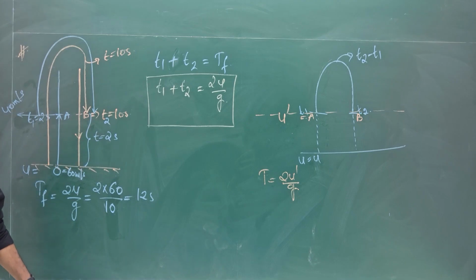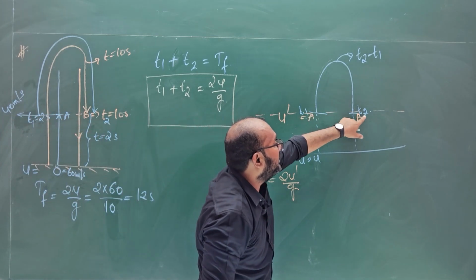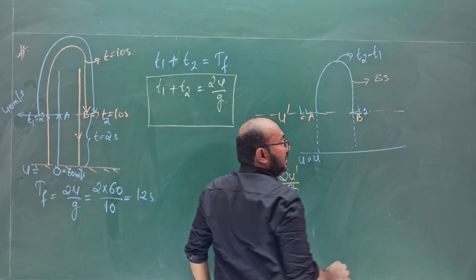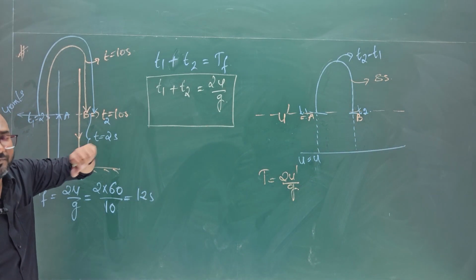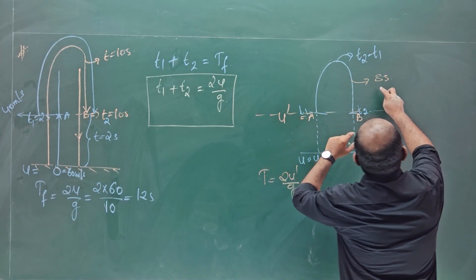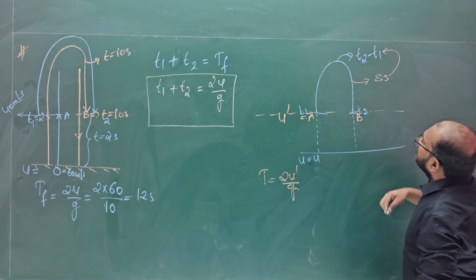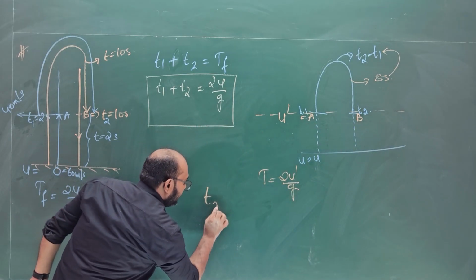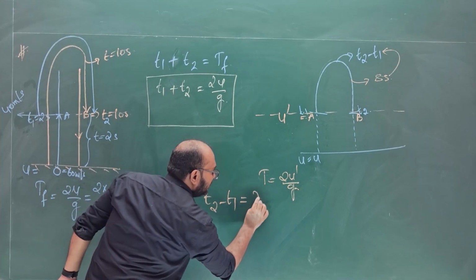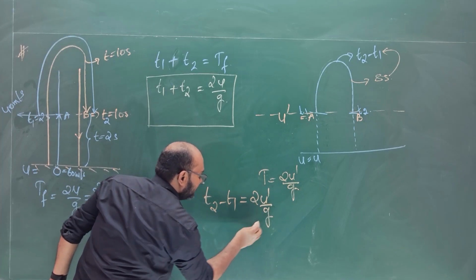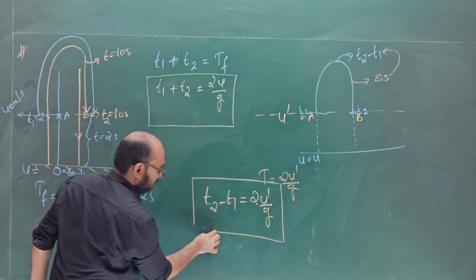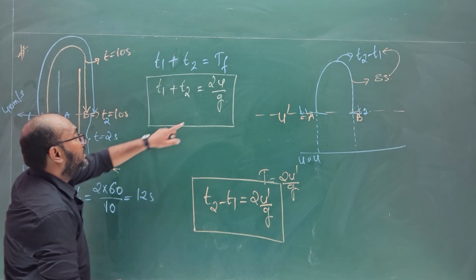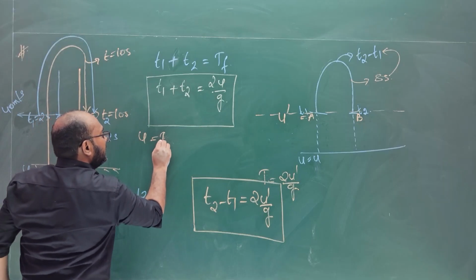Yes or no? Okay, how much time is it taking from T1 to T2? 8 seconds. It is taking a time period of 8 seconds, right? If it is taking 8 seconds, then this 8 seconds is nothing but T2 minus T1. So can I say that T2 minus T1 is also equal to 2u dash upon g? Yes or no? Okay, where here u is your initial velocity.